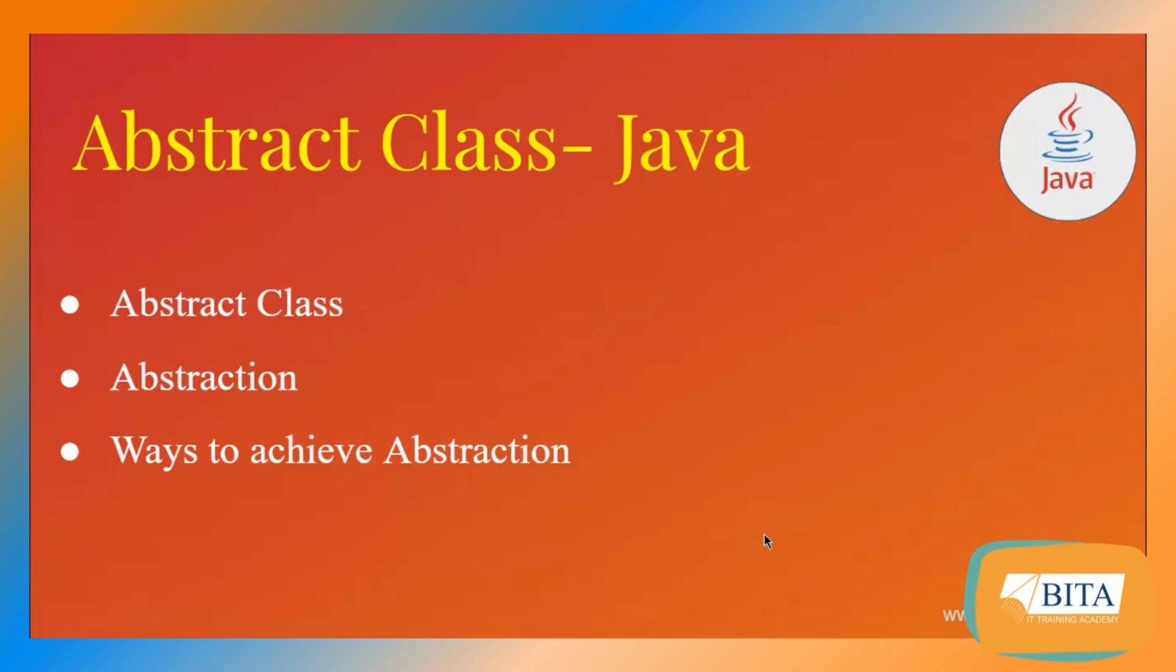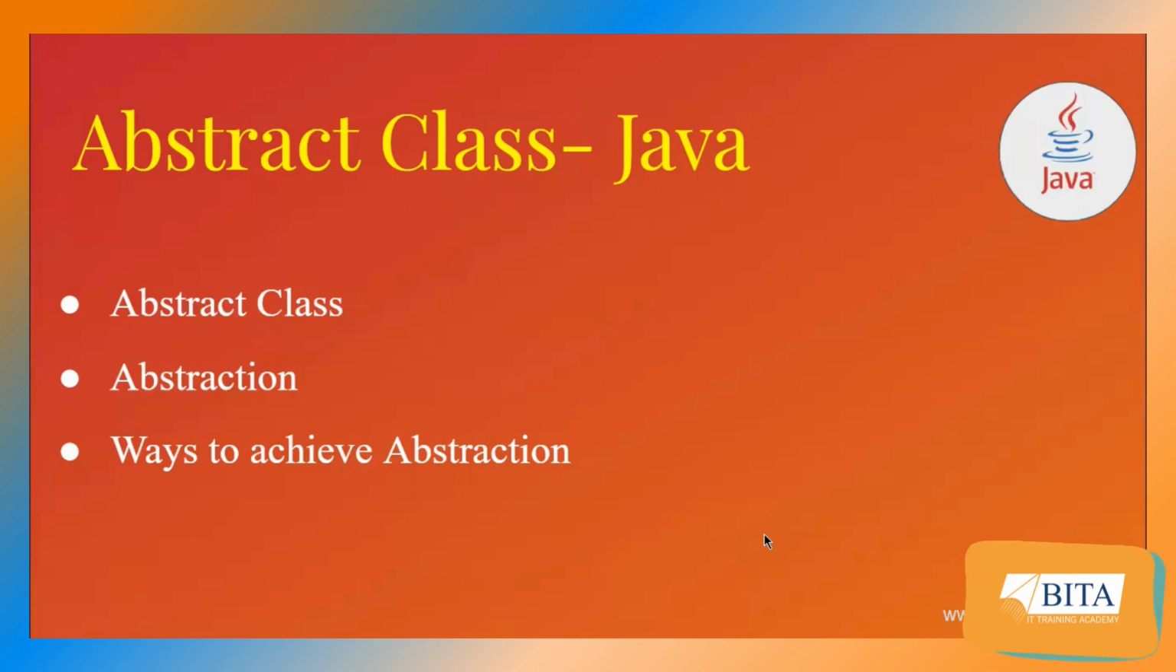So how can we achieve this abstraction? We have two methods to achieve it. The first one is using the abstract class. The second one is using the interface. Clear? So when we are using an abstract class, we have to consider some points to be remembered.